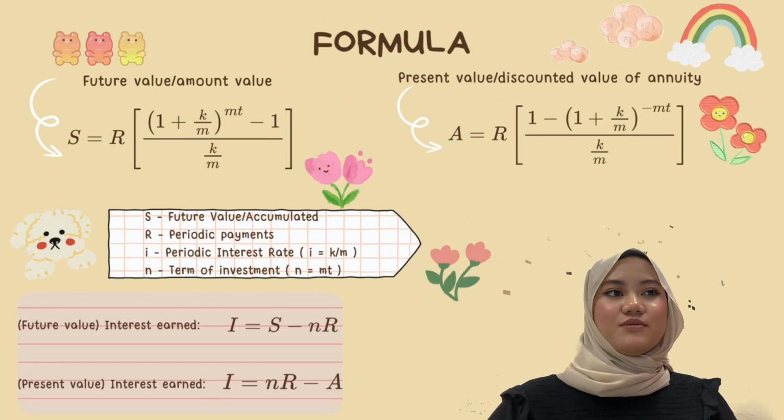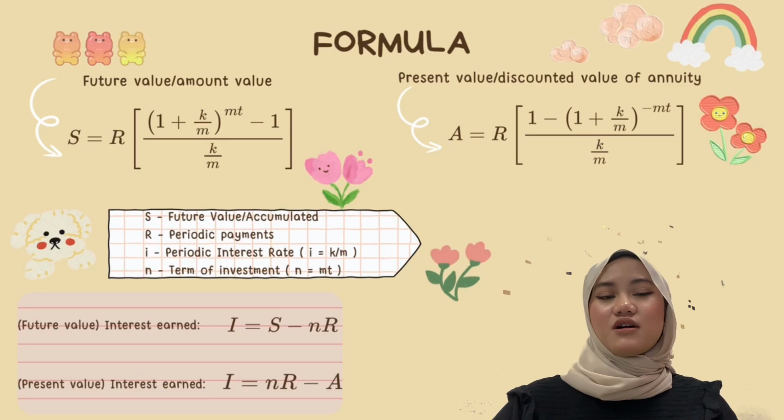Hello, today we'll be exploring two essential formulas used in annuities: the future value or amount value formula and the present value or discounted value formula. These concepts are widely applied in financial calculations, whether you plan investments or analyze loan payments. Let's break them down step by step.